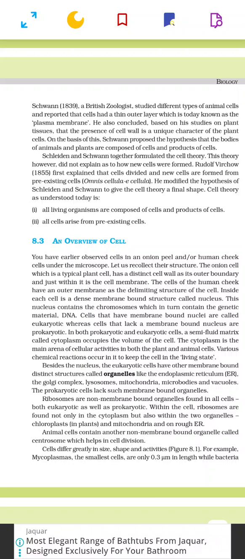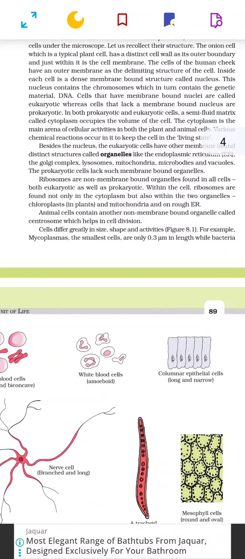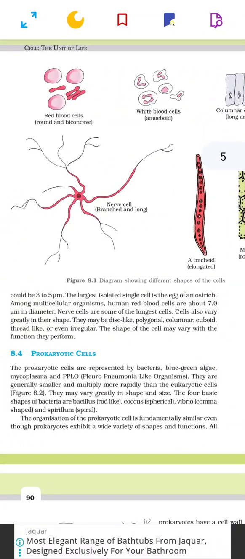Cells differ greatly in size, shape, and activities. For example, mycoplasma, the smallest cell, is only 0.3 micrometer in length, while bacteria could be 3 to 5 micrometer. The largest isolated single cell is the egg of an ostrich. Among multicellular organisms, human RBCs, that is red blood cells, are about 7 micrometer in diameter. Nerve cells are some of the longest cells.